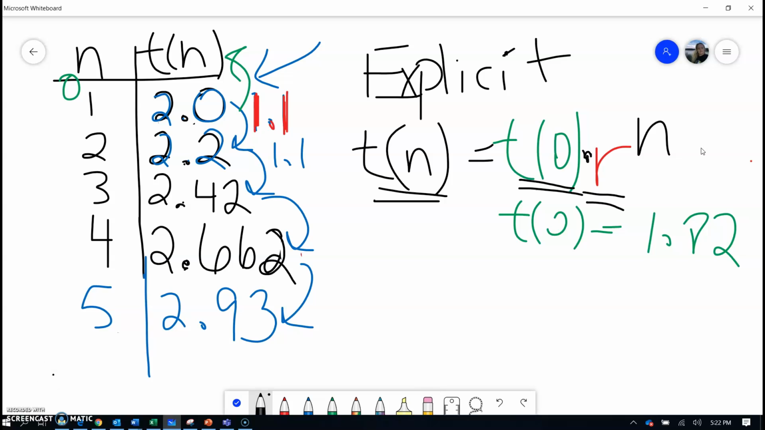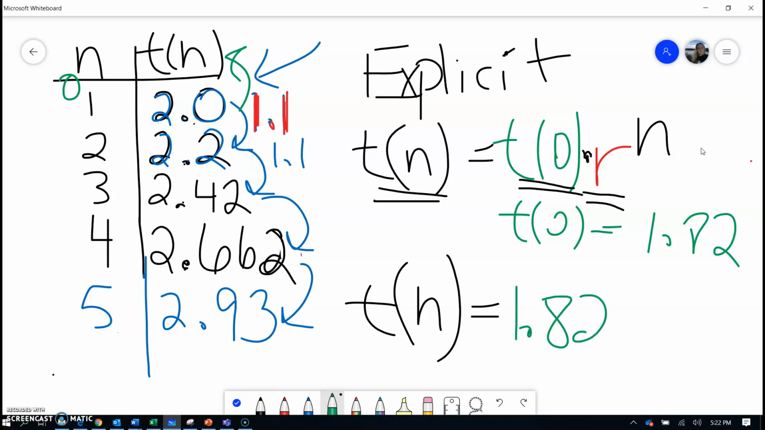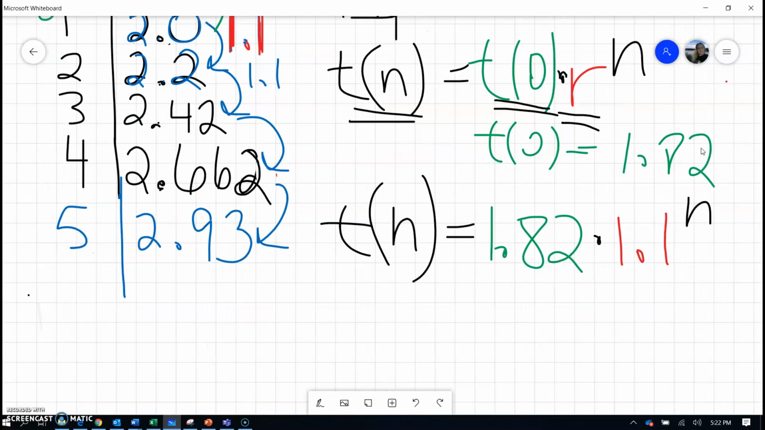So now I'm going to write my explicit equation, t of n, to find any term in there. I'm going to have a start value of 1.82, and then I'm going to multiply that by my common ratio of 1.1 to the power of n. We can actually check that too and make sure it works.